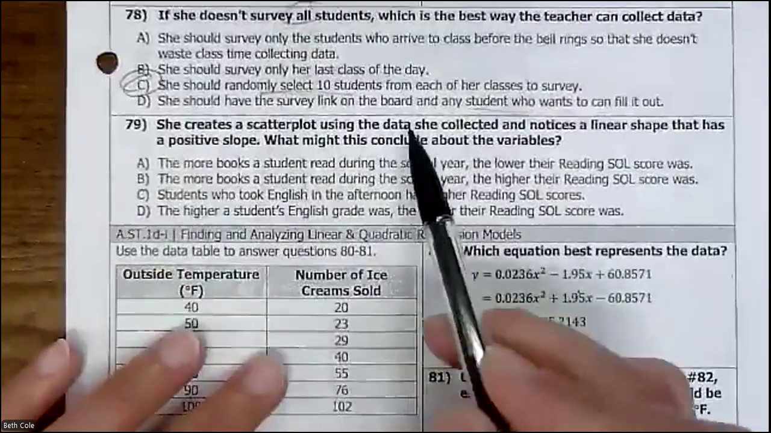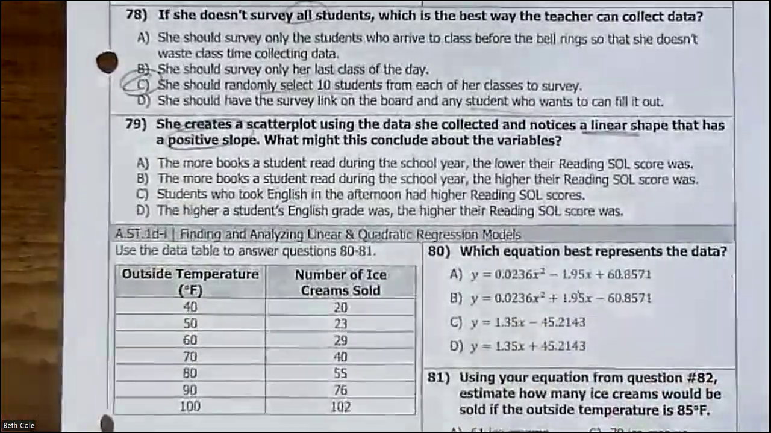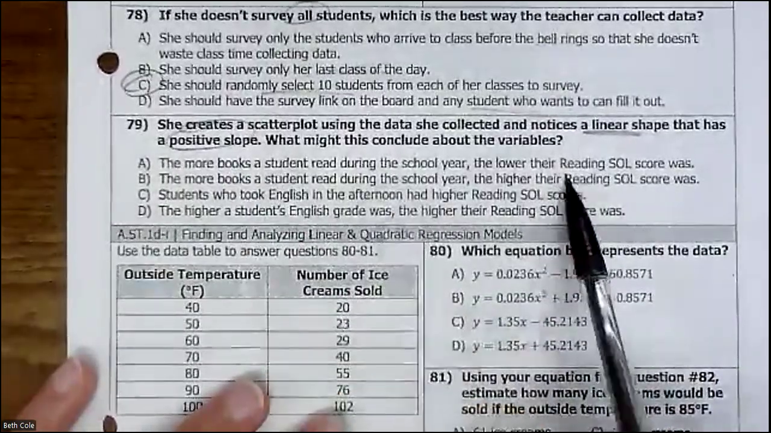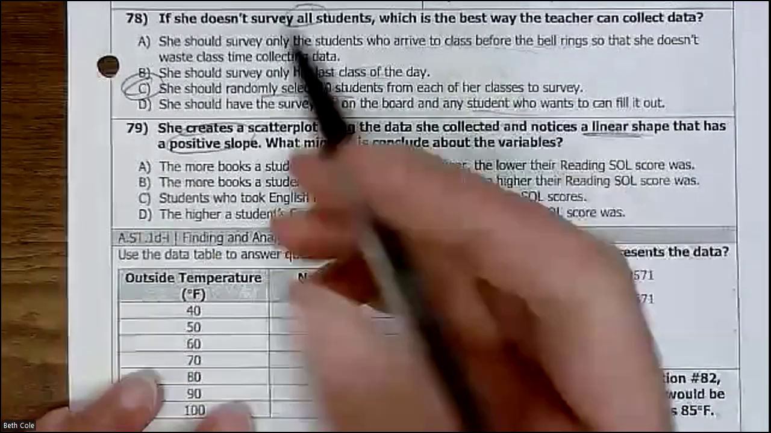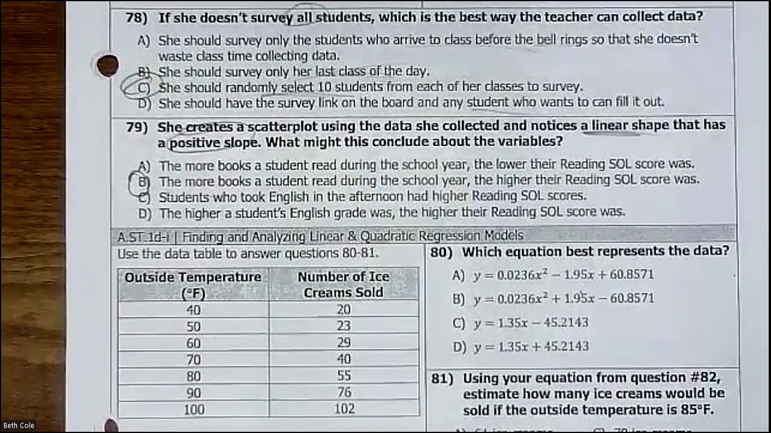Good job. All right, she makes a scatter plot and notices it's a line with a positive slope. What does that mean? Read through. Let's see. More books you read, lower your score. Probably not. More books you read, higher your score. That's what that means. Good. You guys nailed that. Nice job. You just got to read.